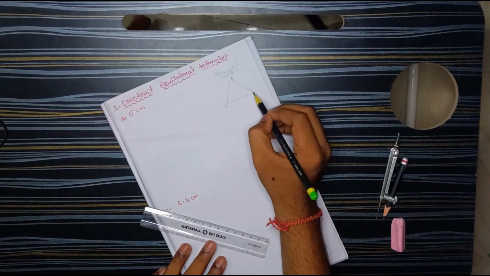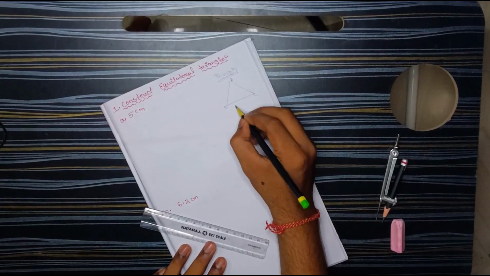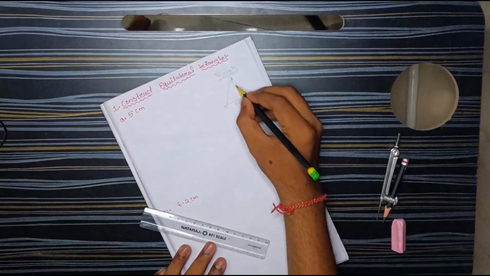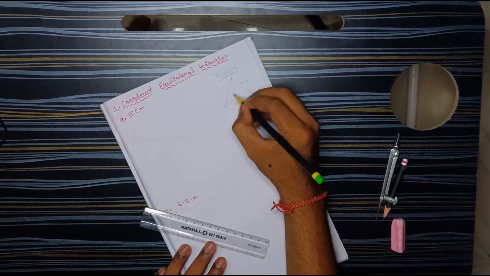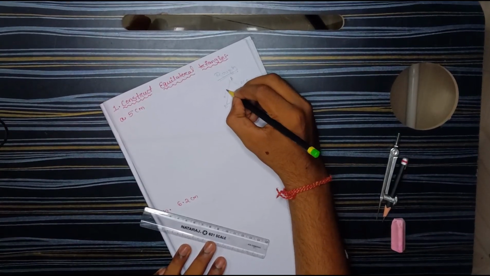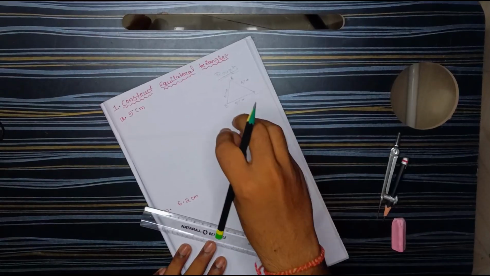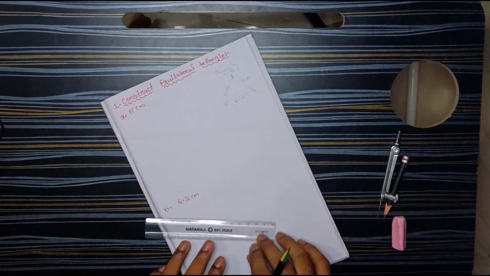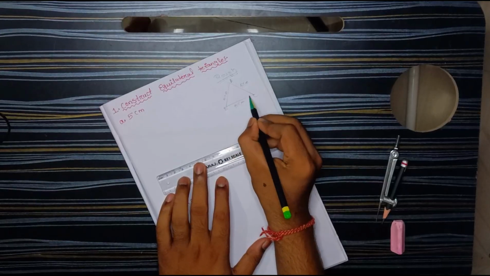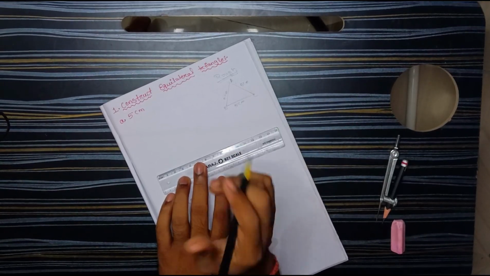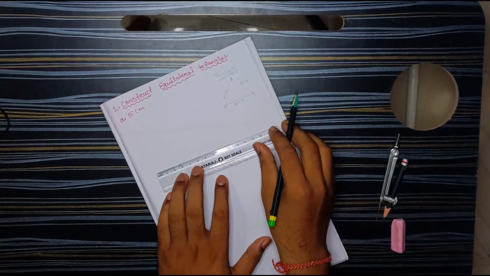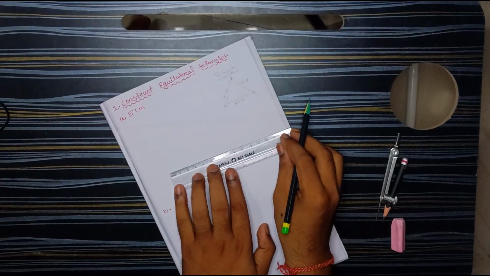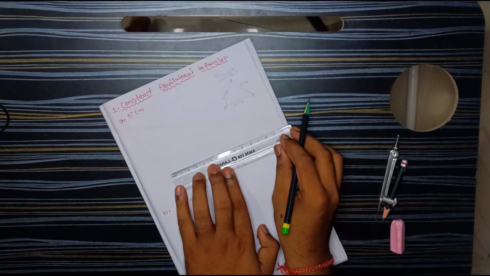Okay, so now ABC is a triangle whose BC is 5 centimeter, AC is also 5 centimeter, and AB is also 5 centimeter. So in this way we have to draw it in the construction. Okay, so this one is BC. First we have to take the base of the triangle. The base of the triangle is BC, that is 5 centimeter. So here we have to draw 5 centimeter.